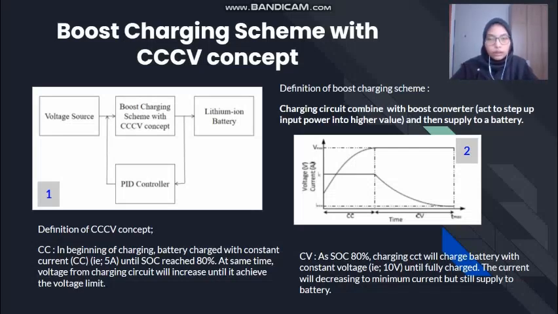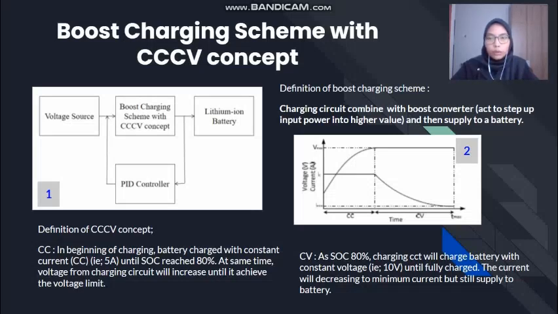Next is CV. CV we can define as when the SOC of the battery is 80%, the charging circuit will charge the battery with constant voltage, for example 10 volt.